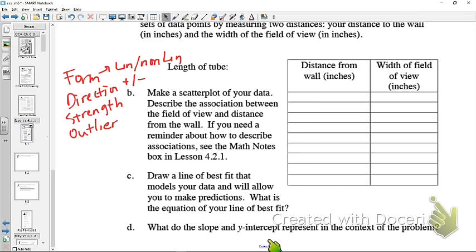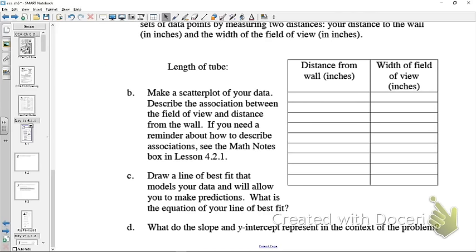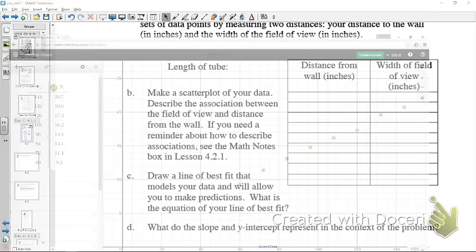So what I'm going to do now is, real quick, you guys pause. You guys make your scatter plot, describe the association, draw your line of best fit. Now, what I'm going to do is fast forward, so to speak, and I'm going to show you what the data should look like. Okay? So here we go, 3, 2, 1. So here's what the data should look like.